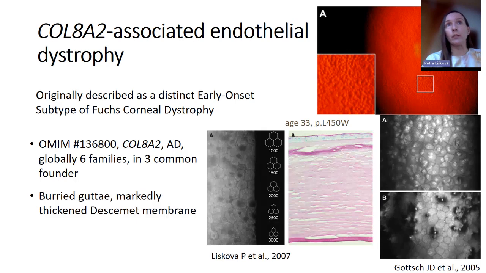One of them is correlated to associated endothelial dystrophy. It was originally described as a distinct early onset subtype of Fuchs corneal dystrophy. However, from the literature, it's clear that it's a different disease compared to common Fuchs or age-related Fuchs corneal dystrophy. It has buried guttae and markedly thickened Descemet membrane. It's very rare. Globally, only 6 families have been identified, and 3 of these had a common founder.